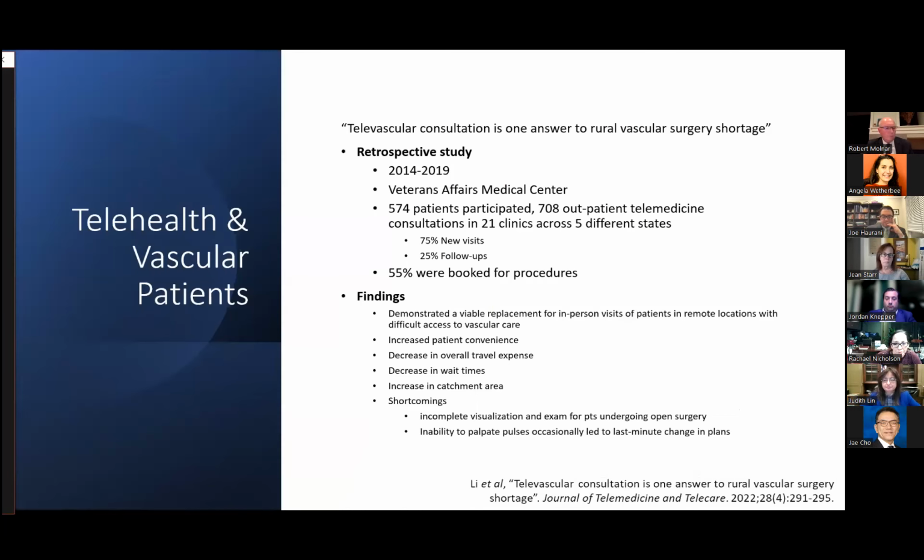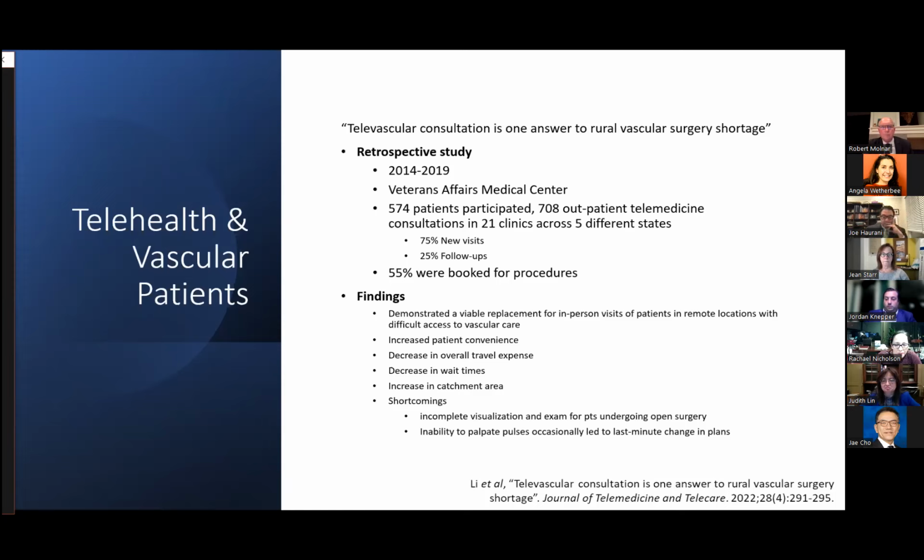So what do we do in our rural states? Well, a large study on the benefits of telehealth came out of the University of Minnesota, in which a 5-year period of telemedicine consultations among VA patients in a large rural catchment area was reviewed. There were over 500 patients who participated in just over 700 telemedicine consultations, all conducted by 4 vascular surgeons and 2 advanced APPs. They did their visits at 21 different clinics across 5 different states, and the average distance from the main VA medical center in Minneapolis was about 159 miles.